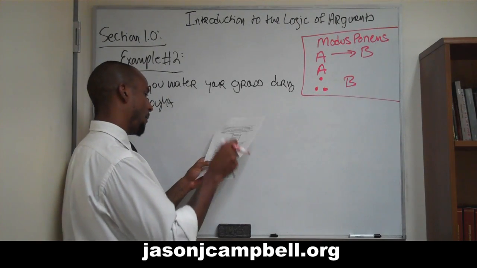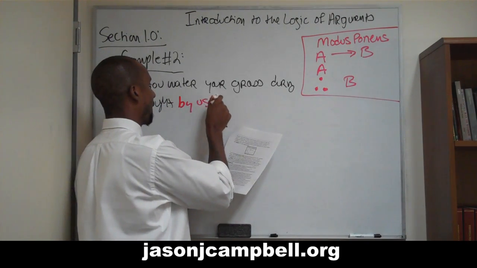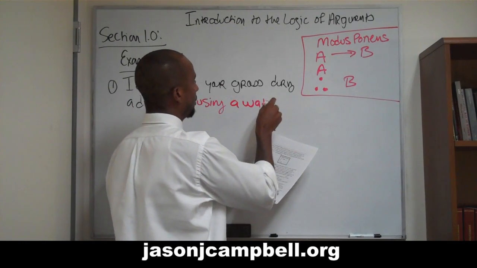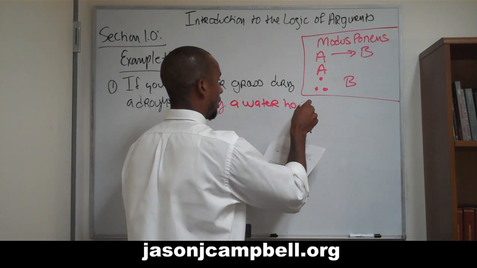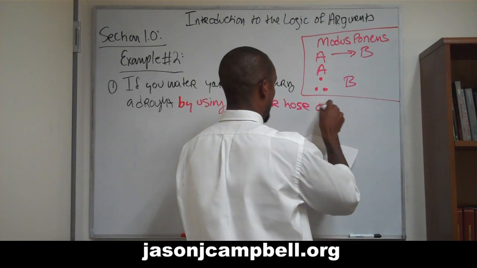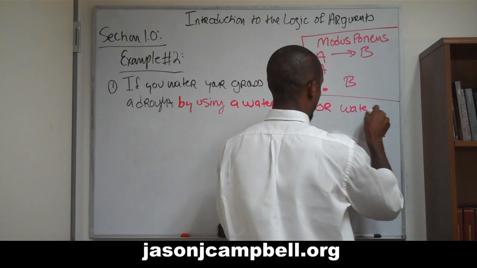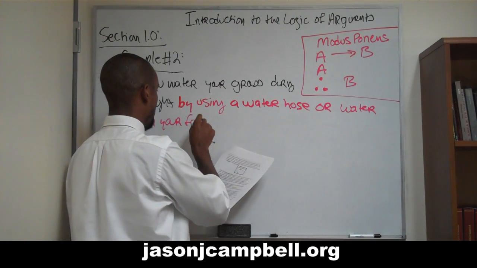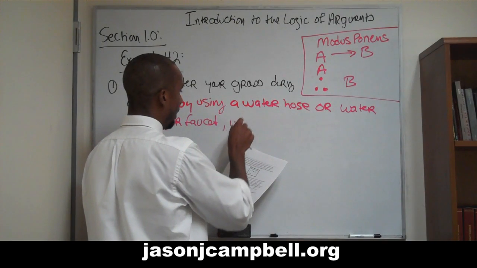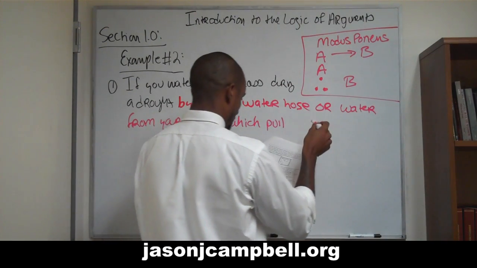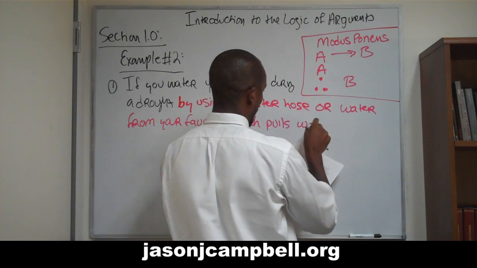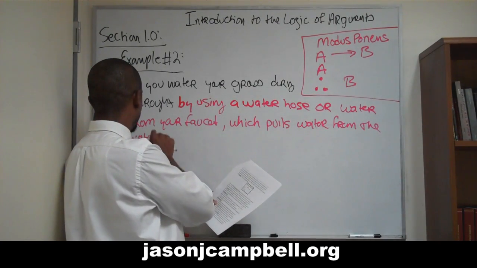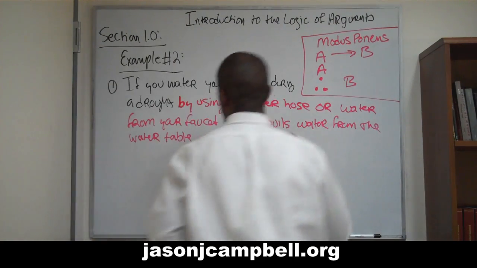During a drought, by using, so I've added by using a water hose, or water from your faucet, which pulls water from the water table. Okay, that is what I've added.